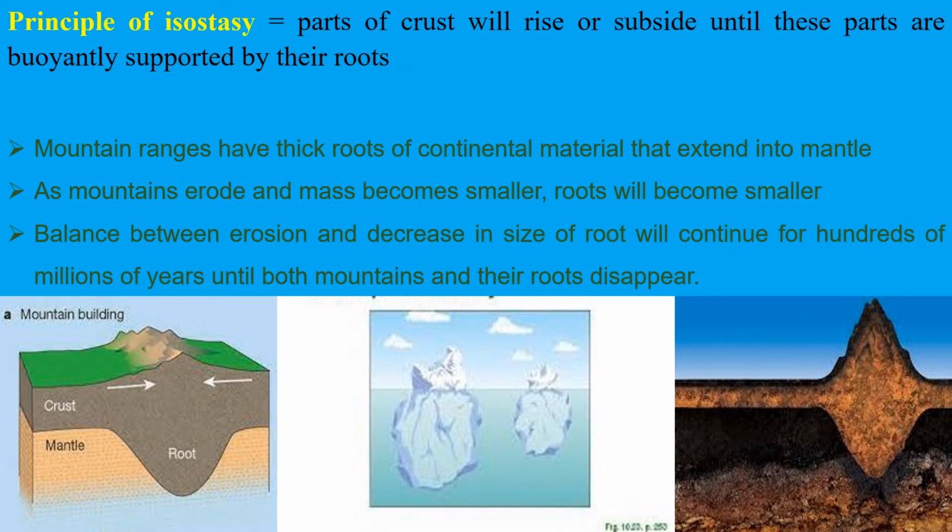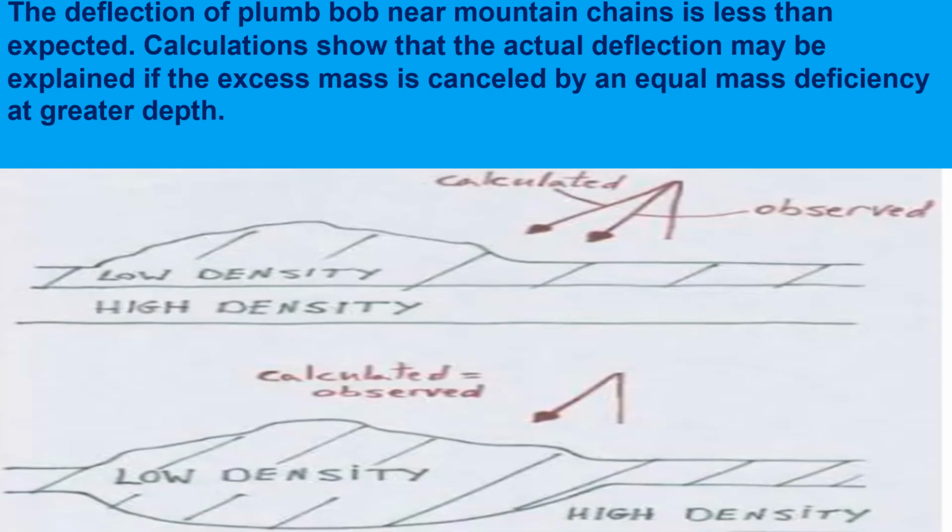The balance between erosion and decrease in size of the root will continue for 100 million years until both the mountains and their roots disappear. The deflection of a plumb bob near mountain chains is less than expected. Calculation shows that the actual deflection may be explained if the excess mass is cancelled by an equal mass deficiency at greater depth.